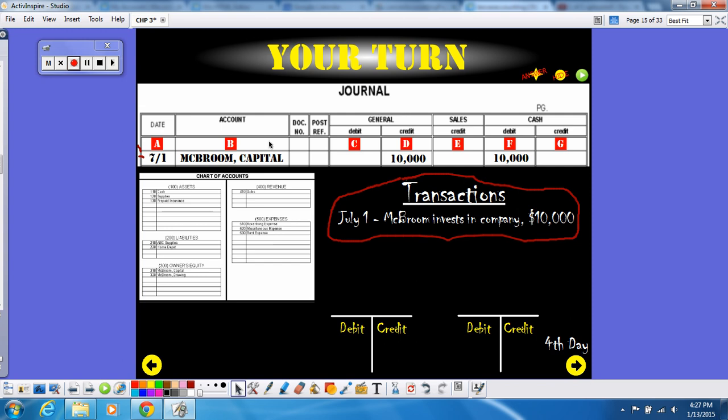Make sure you write that down. Make sure you have your A, B, C, D, E, F, G on here as well, on the top line, and the answer as well. That's how McBroom Capital is going to work. Just so you know, a little tip: anytime cash decreases, it's always cash credit. Anytime it increases, it's always cash debit. If you need to pause it, make sure you have that in your notes.